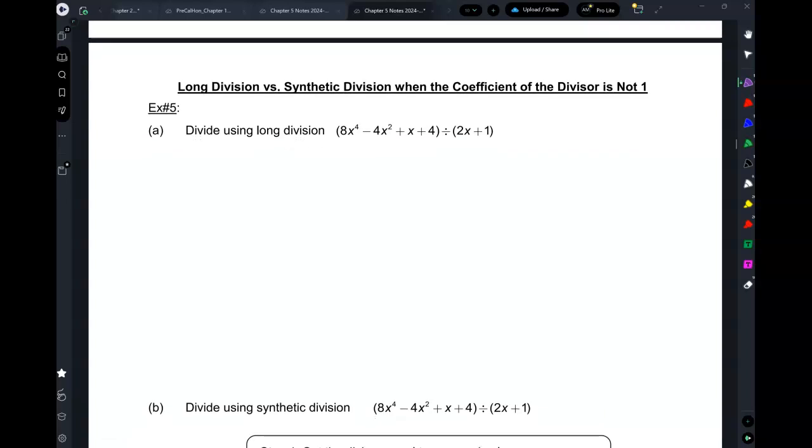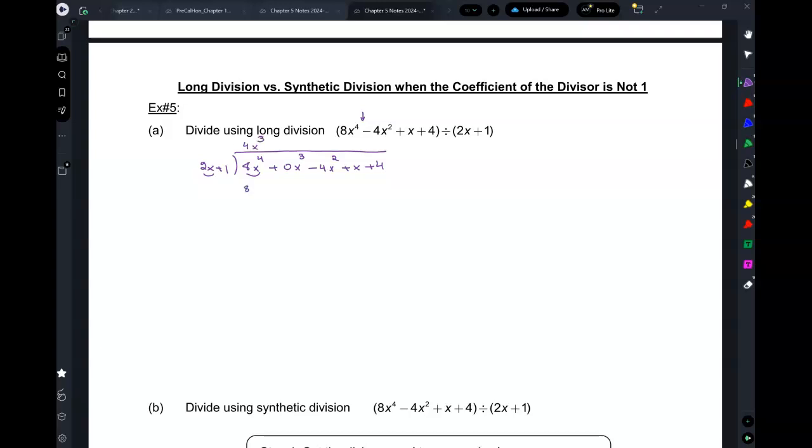Okay, now let's see. Let's use one problem and do it in both methods. Okay, so here we go. 8x to the 4 minus 4x blah, blah, blah, divided by 2x plus 1. So here we're missing the 3, right? So here's what we're going to do. So 8x to the 4 plus, I like to do 0x cubed minus 4x squared plus x plus 4. And then here I'm going to put 2x plus 1. Okay? So 8x to the 4 divided by 2x, what does that give me?